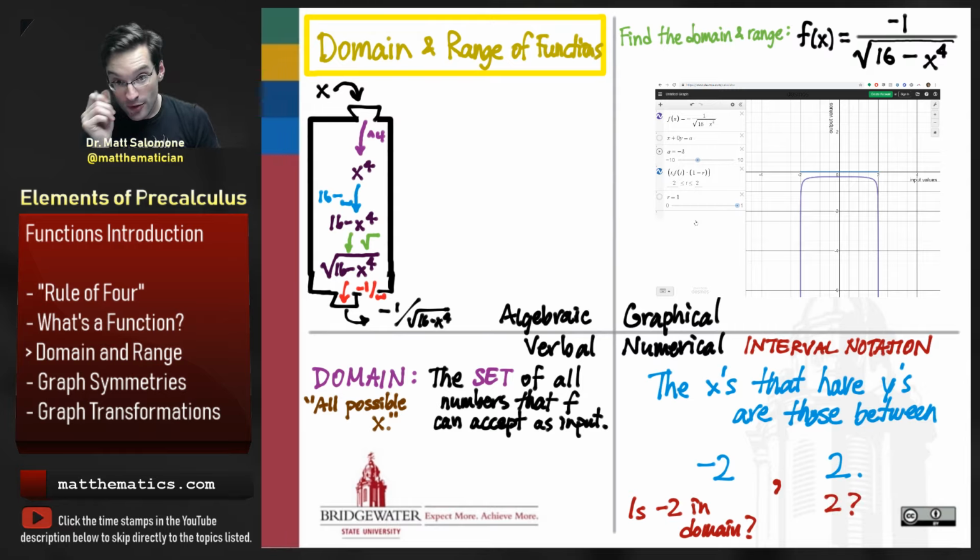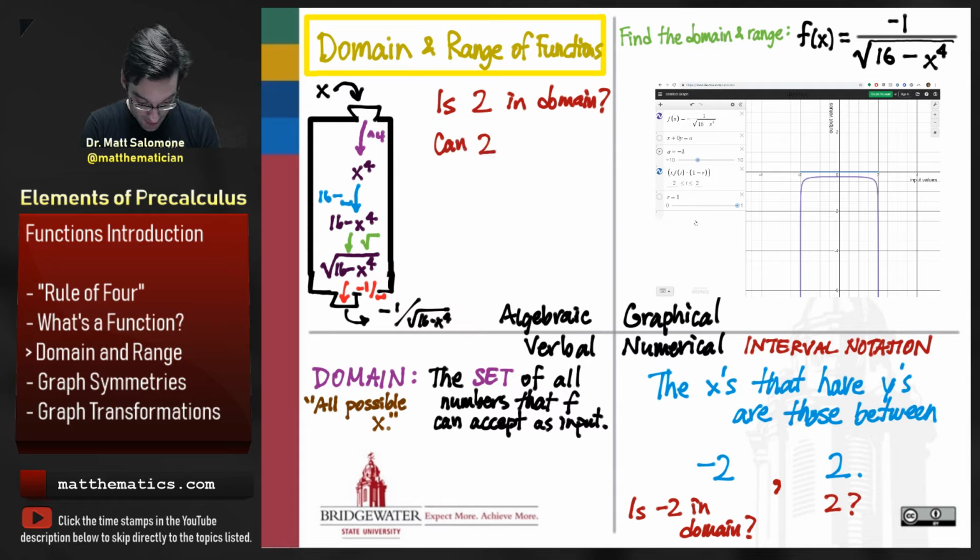And the answers to those questions help us to complete the interval notation. Let's go test it. Is 2 in the domain of my function? Well, according to the definition, can we accept 2 as an input to this function? Can 2 be a value for x? What happens?